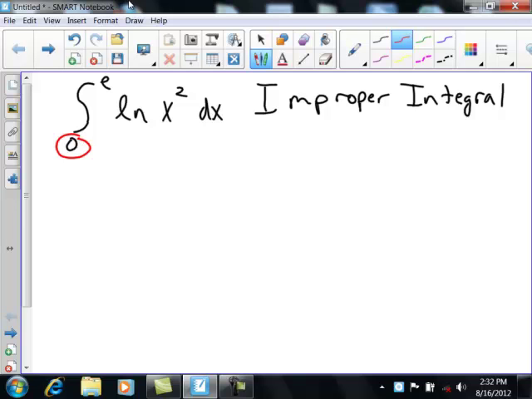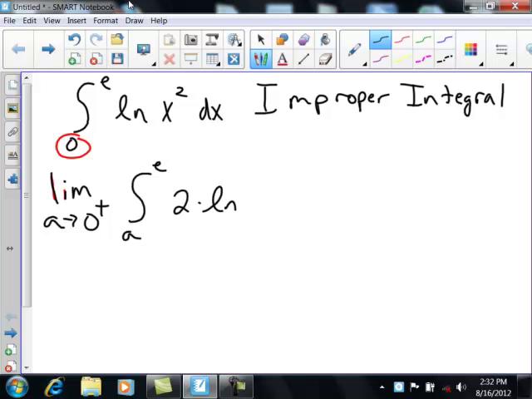So I have to use my definitions of improper integrals to rewrite this because my lower bound has a problem. e, no problems whatsoever, but 0, yes. So this is going to be the limit as a approaches 0. Now, since we're in the interval from 0 to e, all our values for x are greater than 0, so we're going to be approaching 0 from the right. So we want the limit as a approaches 0 from the right of the integral from a to e of the natural log of x squared, which I'm going to rewrite as 2 times the natural log of x dx.